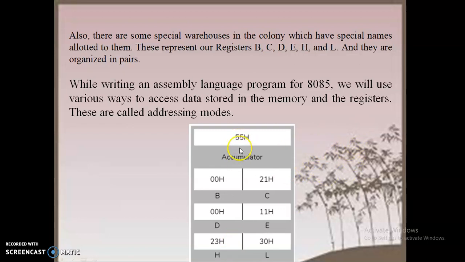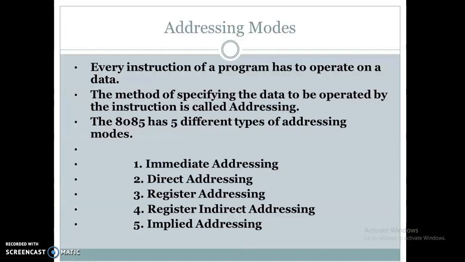It is used during arithmetic and logical operations. Here the accumulator stores the value 55. The register B has the content 00. The register C has the content 21. Like that, all the registers have some values. So these are the types of addressing modes.